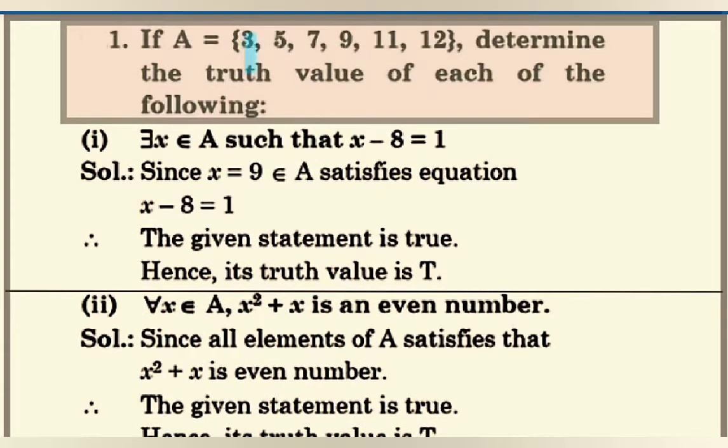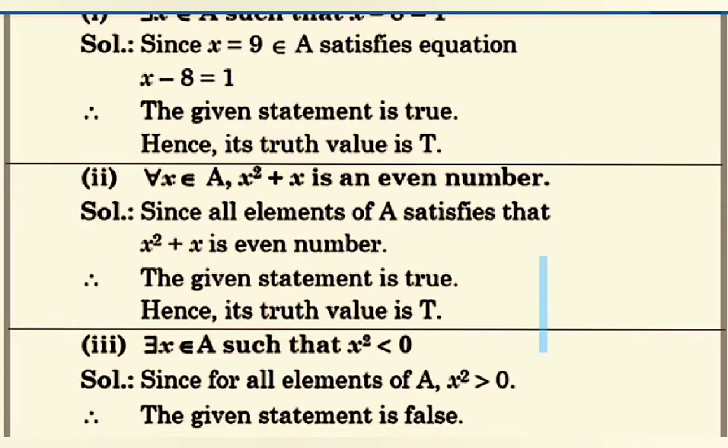Here if we put the value of 3 in this equation, then we get 3 square plus 3. 3 square means 9, and plus x, plus 3, means 9 plus 3 is equal to 12, and 12 is an even number, so it is true. When we put 5, then we get an even number. When we put 7, 9, all numbers, then we get an even number, so the statement is true.